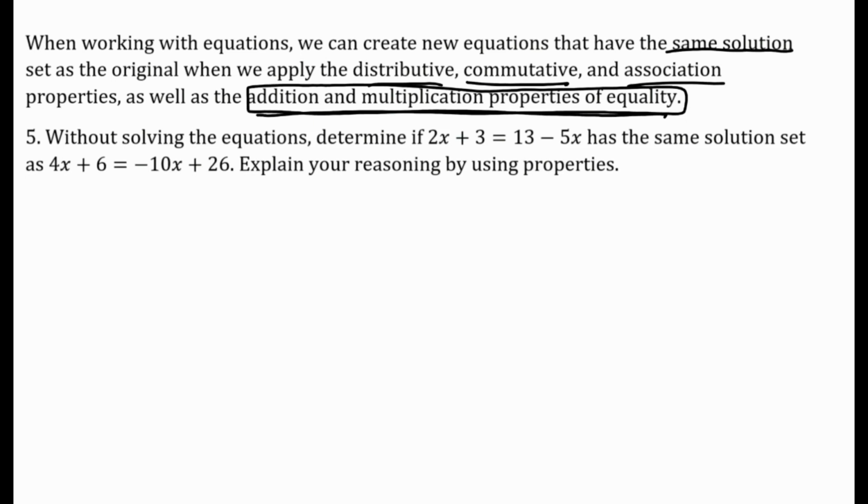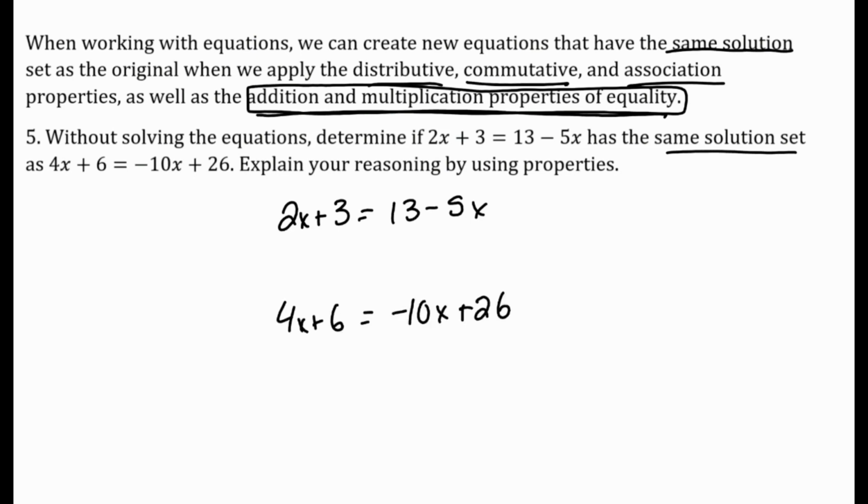So without solving the equations, determine if 2x plus 3 equals 13 minus 5x has the same solutions as 4x plus 6 equals negative 10x plus 26. So are these two equations really saying the same thing? Well, okay, 2x plus 3, how am I getting from here to here? Looks like there's a times 2 relationship here. Looks like I multiplied by 2. Well, did I do that here? Yeah, it looks like I multiplied both sides by 2.